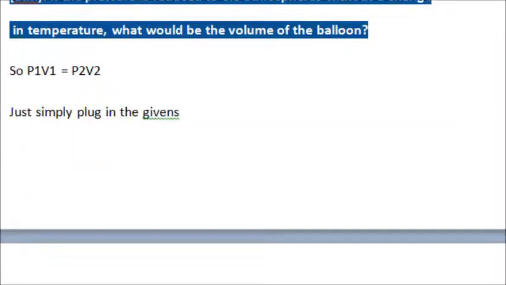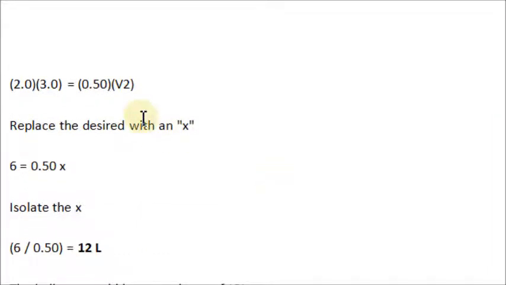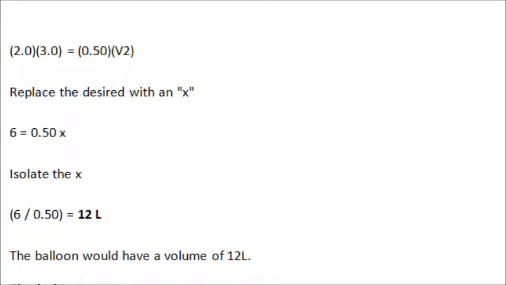So you plug in what they gave you, and you get this. Replace the desired with an x. 2 times 3 is 6. 0.5 times V2, which we're going to make x, is 0.5x. So 6 equals 0.50x, and x represents V2. Isolate the x by dividing by 0.50, and you get 12 liters. The balloon would have a volume of 12 liters.